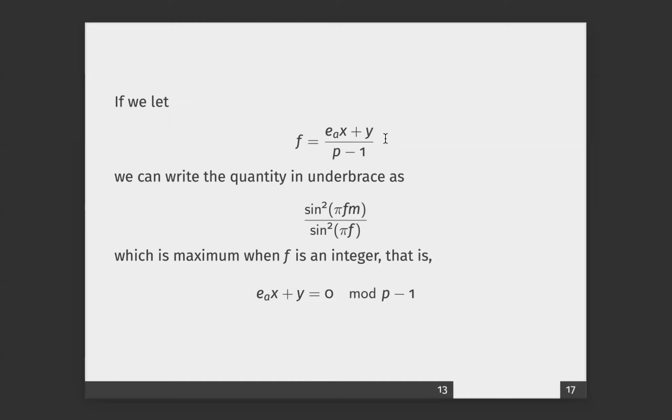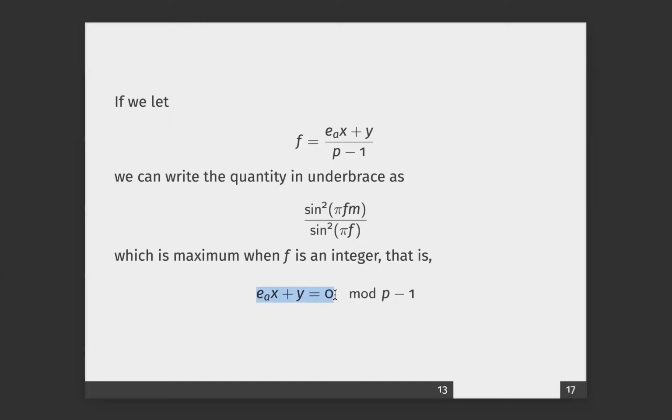So what does that mean? It means that e a x plus y is divisible by p minus 1. So if it's divisible by p minus 1, then it has no remainder. That's another way of saying that it has no remainder, because when you divide it by p minus 1, the remainder is 0. So if you have this, what does that mean?